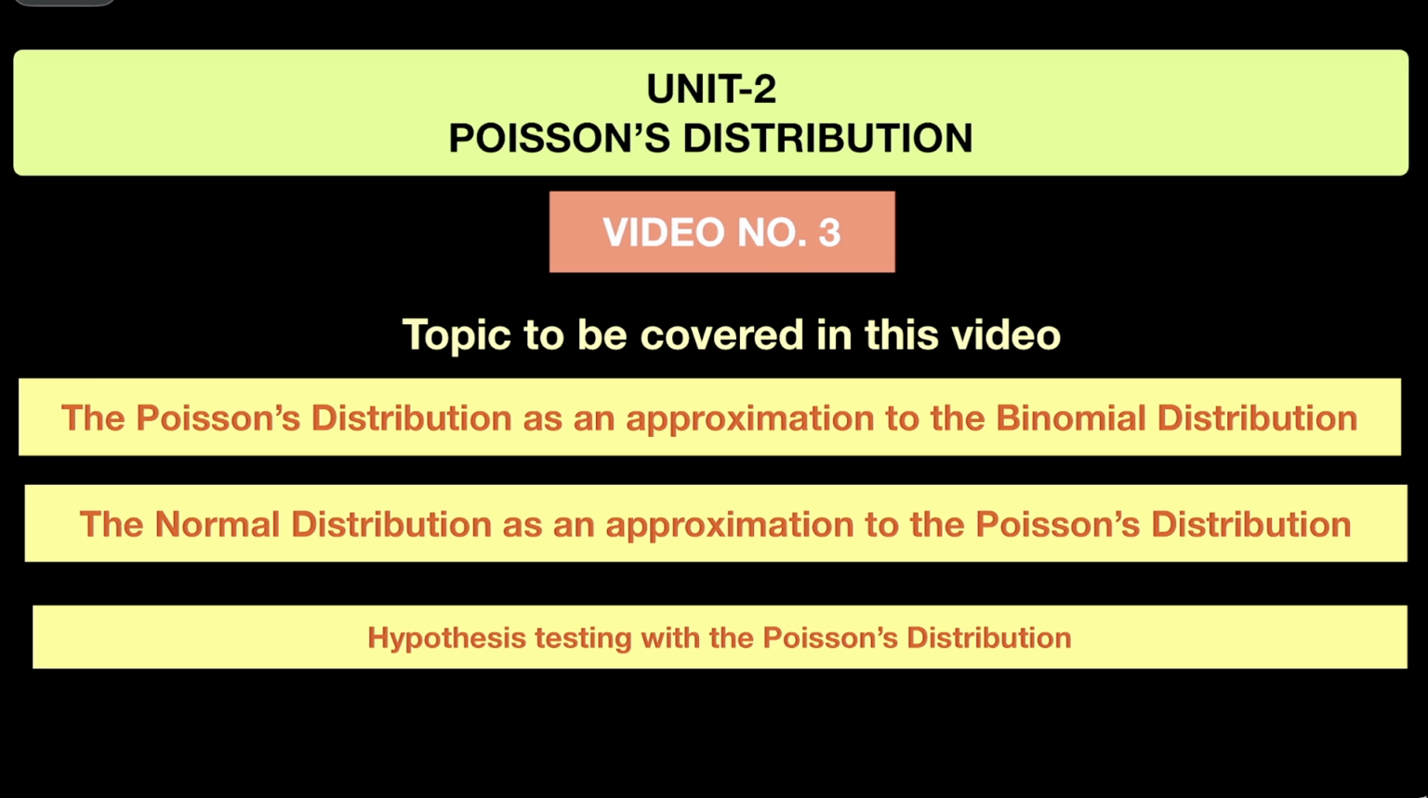The topics which we are going to cover in this particular video are the Poisson distribution as an approximation to binomial distribution, the normal distribution as an approximation to the Poisson distribution, and the last topic is hypothesis testing with the Poisson distribution. All these three topics are very important from the examination point of view, as there will be approximately 8 to 10 marks questions which can come up from this particular topic. So be focused and let's move on without wasting time.